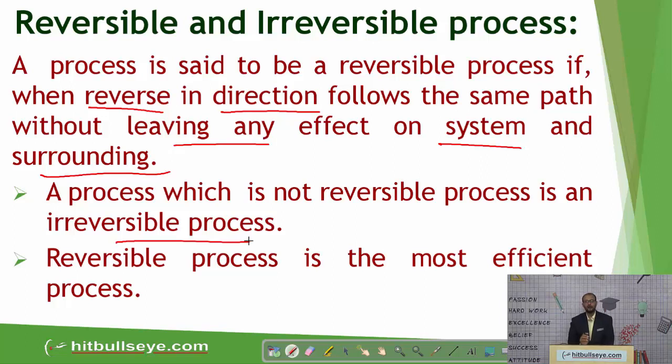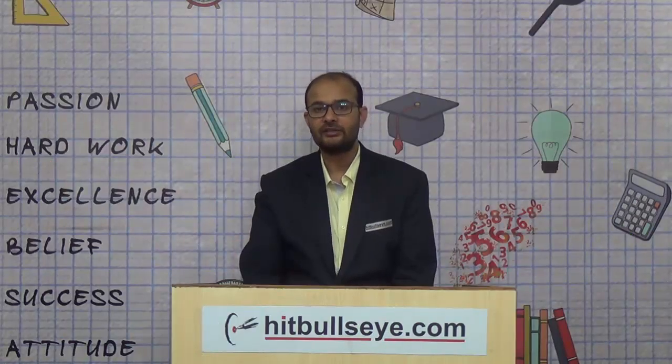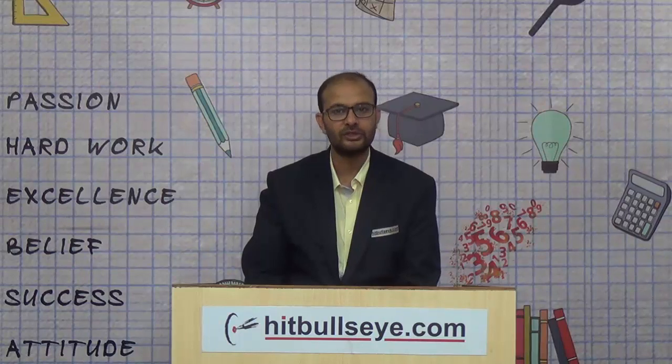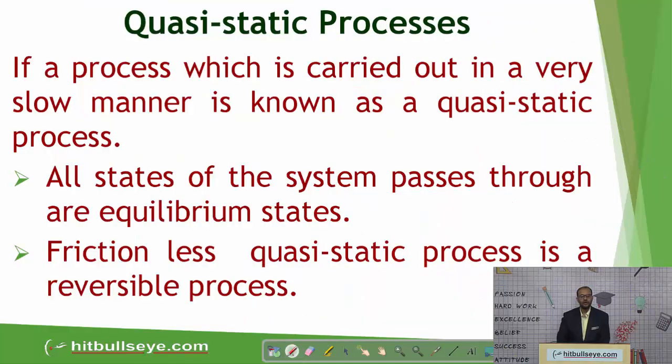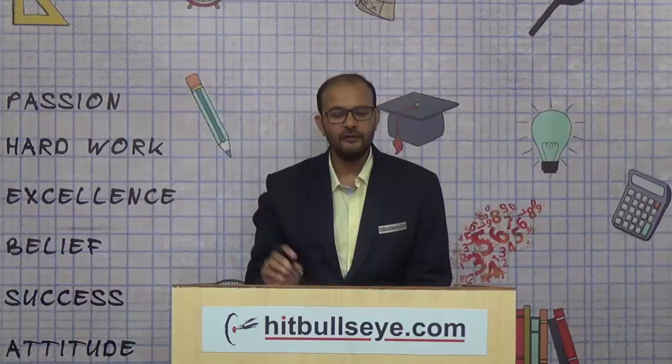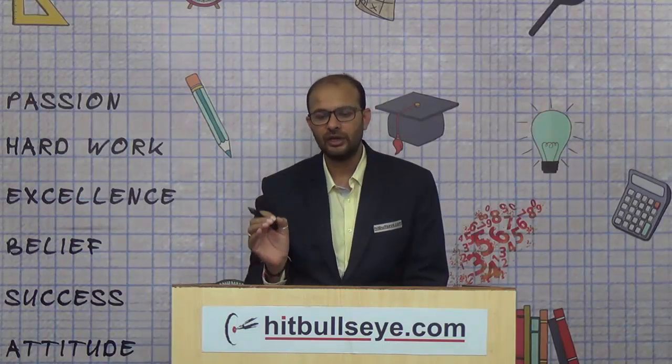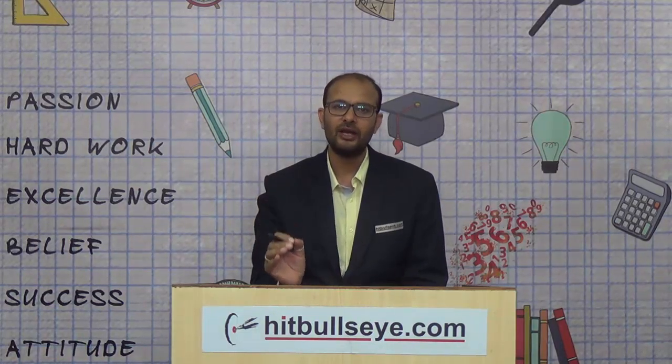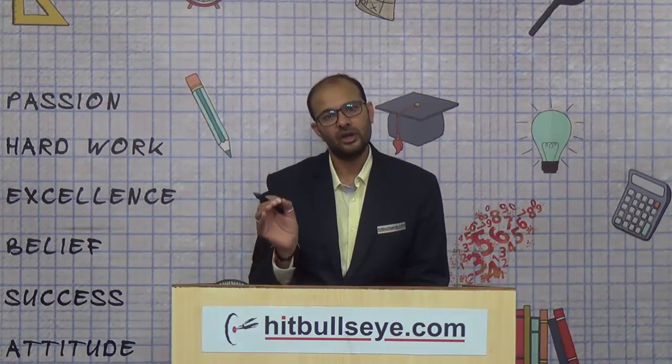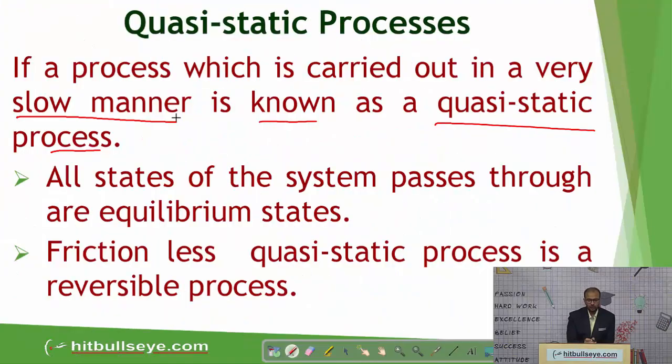Reversible processes are the most efficient processes in thermodynamics. In the next sessions, we will see how reversible processes are the most efficient processes. What is a quasi-static process? A process which is carried out in a very slow manner is known as a quasi-static process. In a quasi-static process, all states the system passes through are equilibrium states. A frictionless quasi-static process will be a reversible process.